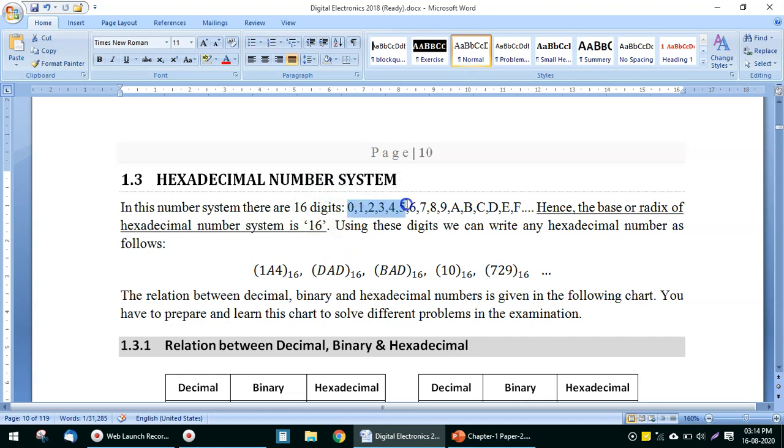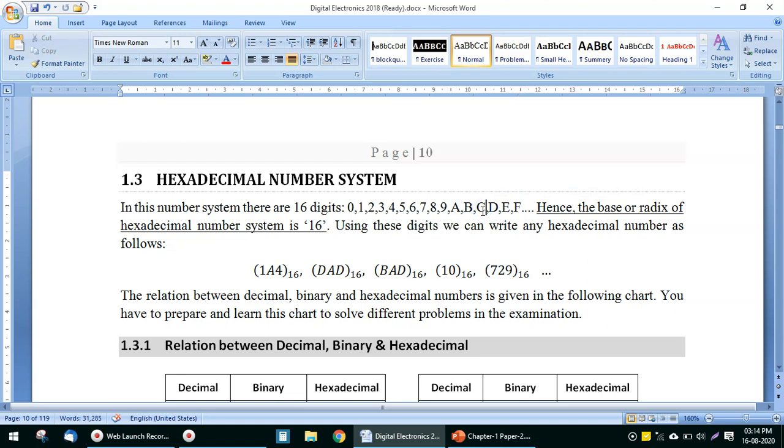The digits are 0, 1, 2, 3, 4, 5, 6, 7, 8, 9. As usual, they look the same as decimal digits. But after 9 in decimal we get 10. In hexadecimal, after 9 we get A, B, C, D, E and F in uppercase letters. So 0, 1, 2, 3, 4, 5, 6, 7, 8, 9, A, B, C, D, E, F. The total digits are 16. Remember, in the hexadecimal number system, A, B, C, D, E, F are known as hexadecimal digits and these are not English alphabets.